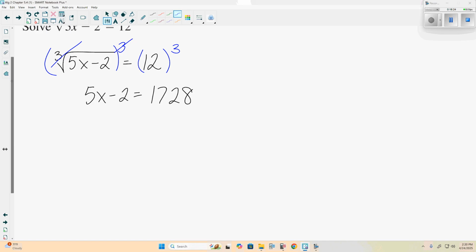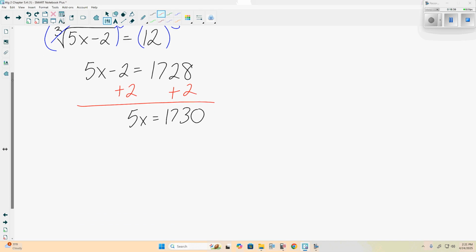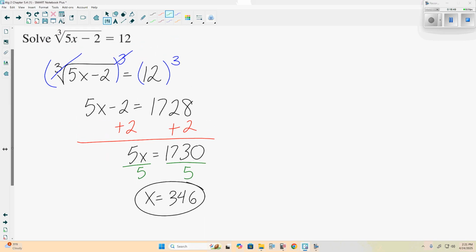There's no radicals left, so we can just solve for x. Add 2, telling us 5x equals 1730. Divide by 5. Questions on this here?